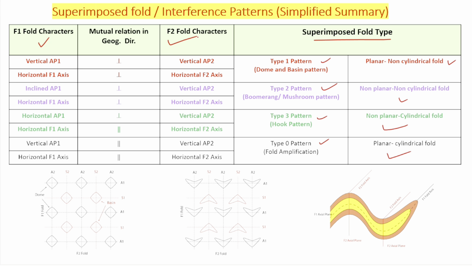This is the shape for the dome and basin. This is the shape for the boomerang or mushroom shape pattern. This is the shape for the hook pattern. I'm not putting the shape for the type 0 fold. Fold amplification, why, I will explain in the upcoming video. So up to this is the general thing. Now I'm going into the superimposed folding.